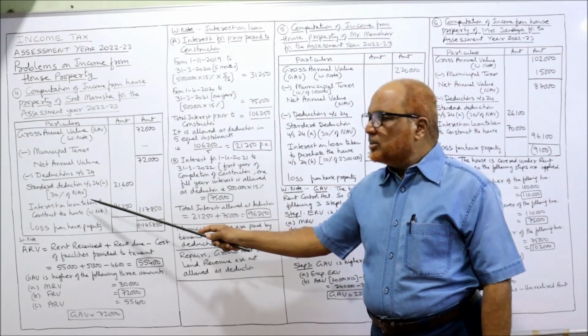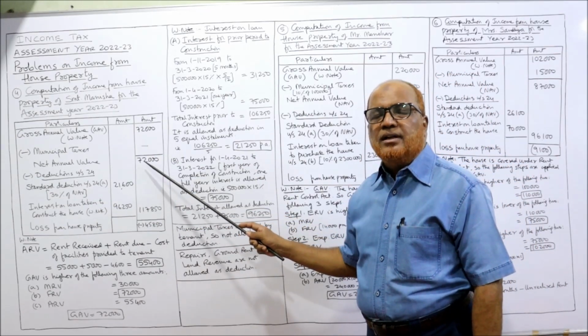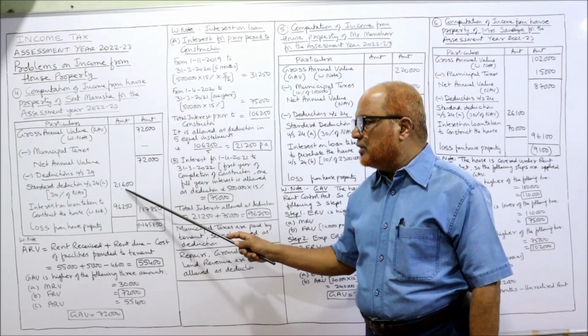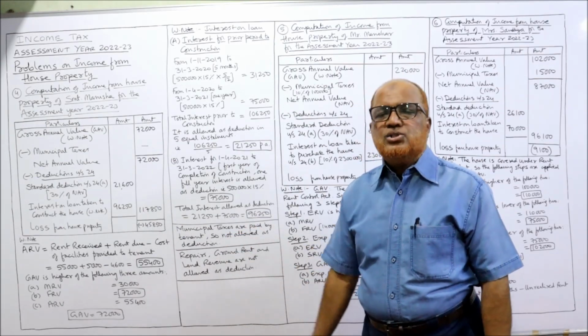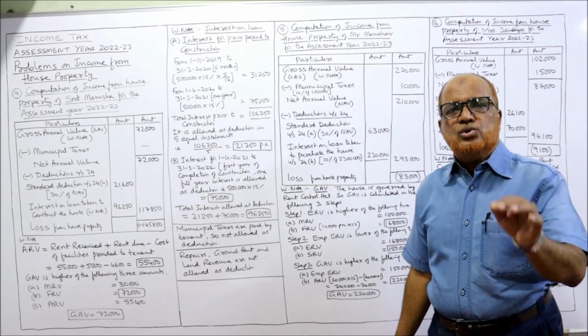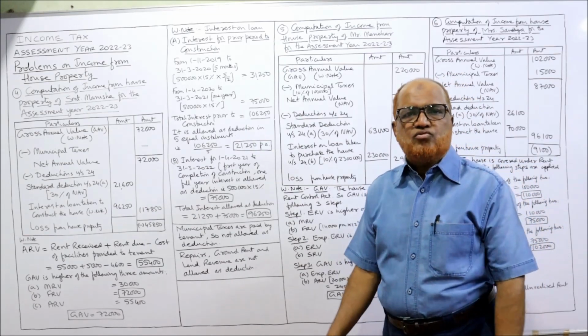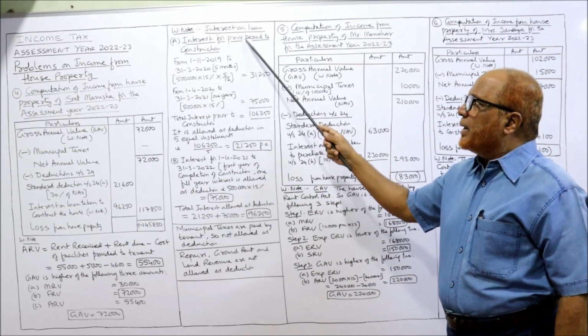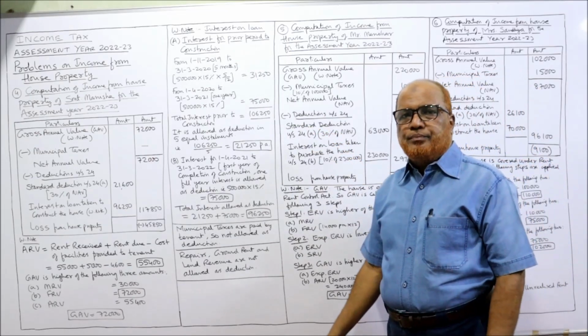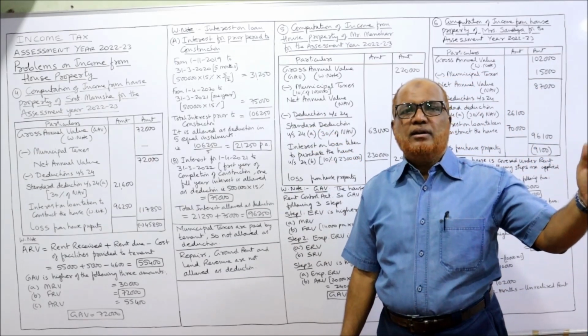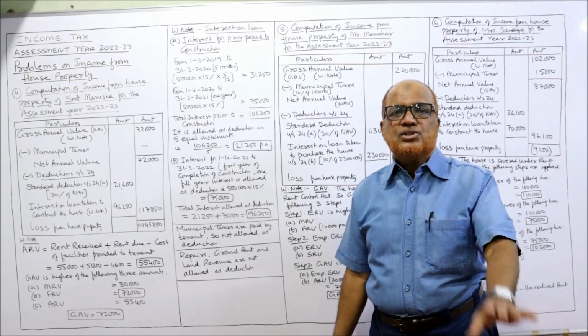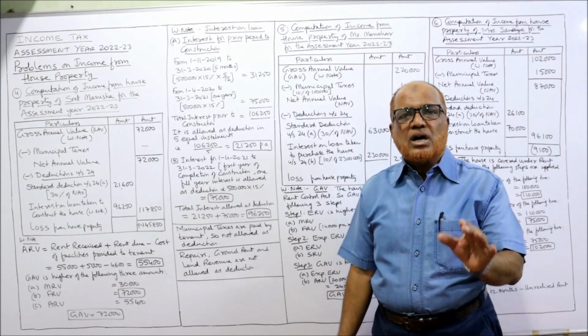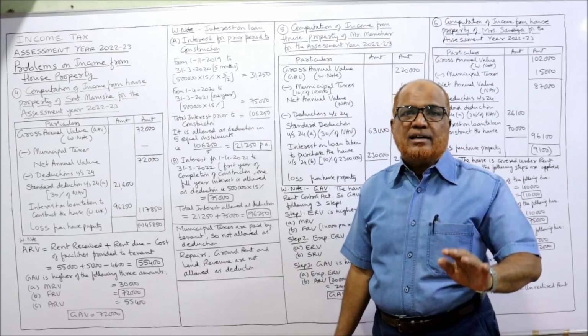Now standard deduction, 30% of NAV. 30% of 72,000 is 21,600. Now interest on loan taken to construct the house. This you need more concentration. Interest on loan. Interest for prior period to construction. Before the construction date, how much interest is paid? So we have to start from the date when the loan is taken.